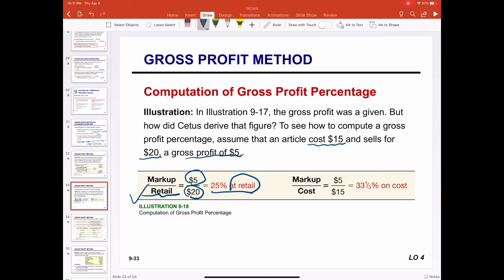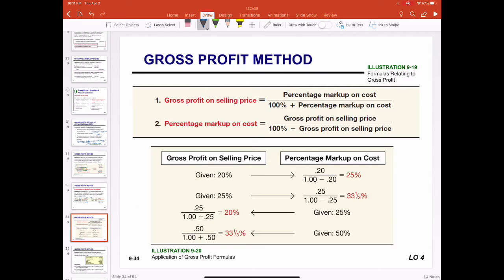We can also use the markup, or gross profit, divided by the cost rather than the retail price. We get another percentage. This is gross profit on cost: 33 and a third percent. They are different, but they describe the same fact. They're equivalent.